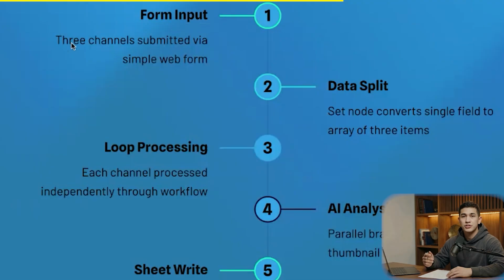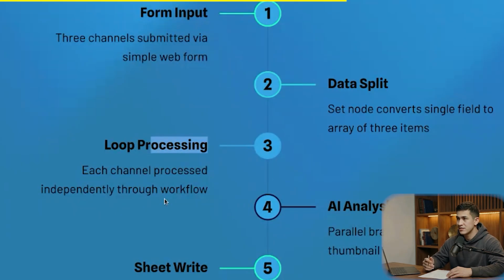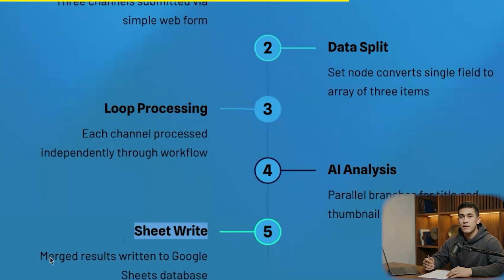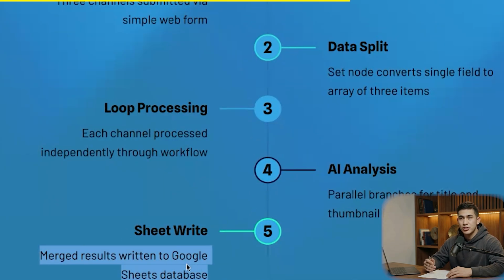Form input, right? So this is the 3 channels submitted via forms, the data split, which sets the code, converts single fields to an array of 3 items, loop processing. So each channel processes independently through workflows, AI analysts, which is parallel branches for title and thumbnail intelligence, and then sheet writing, which is obviously merge results written to Google Sheets databases.